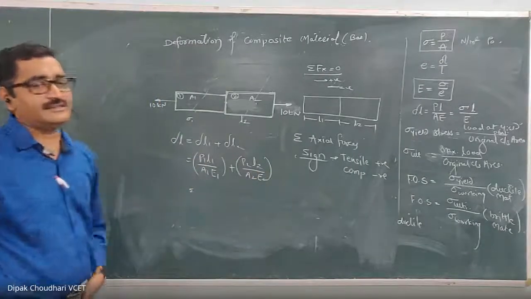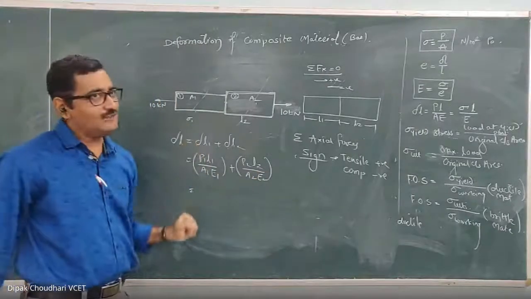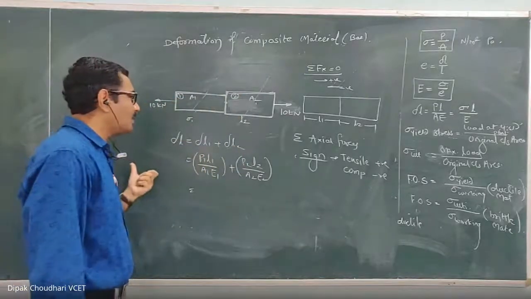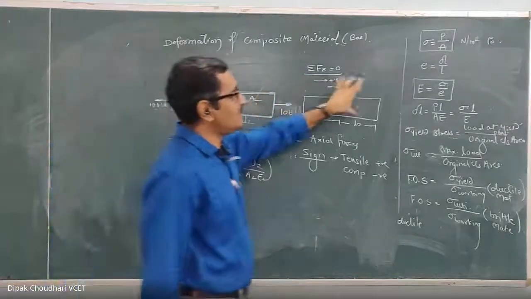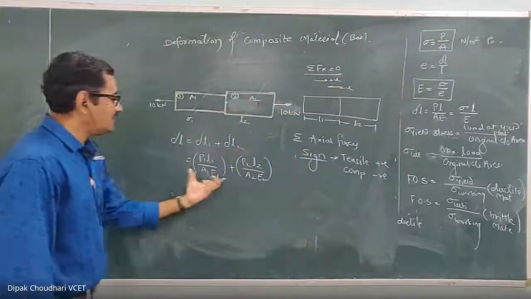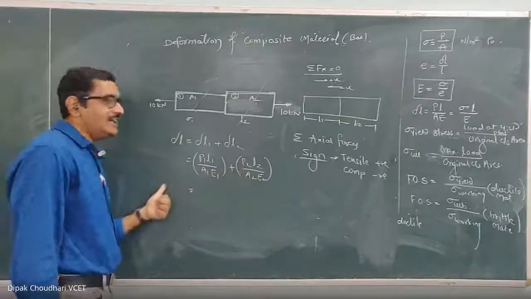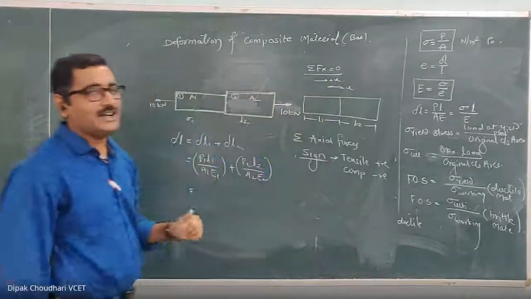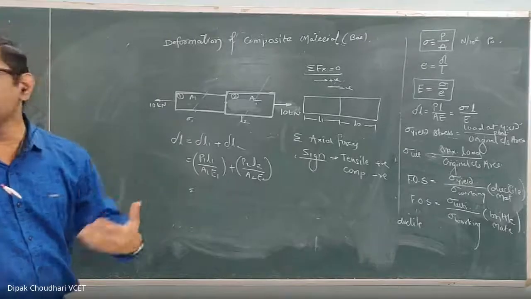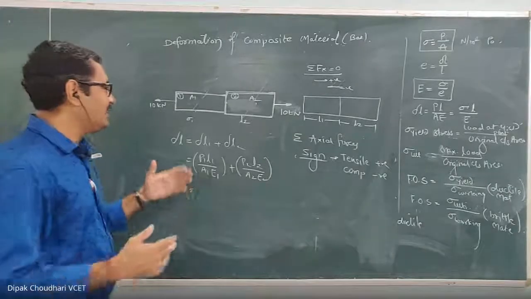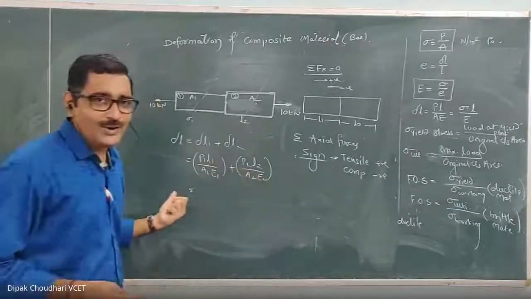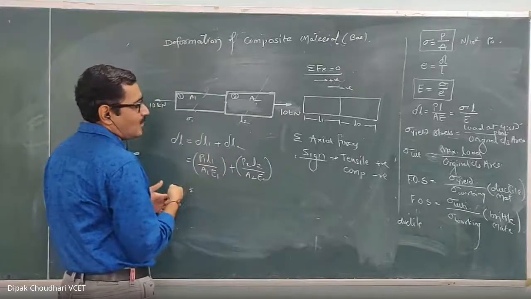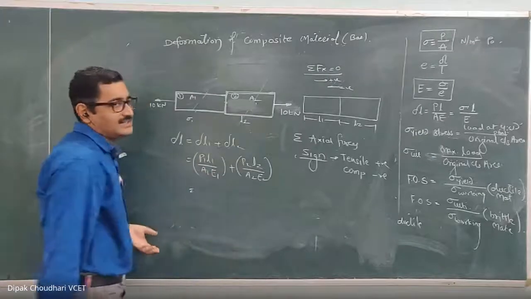Generalized I have written. Now sometimes while solving the sum, you may observe that on both the parts the same axial force is acting. So you can take P common. If the cross-sectional area is same for both the parts, A1 equal to A2, you can take A common. If the modulus of elasticity is same for both the parts, if the entire rod is made of the same material, then E1 equal to E2, you can take that common. So the parameters which are common in both the parts, you can take them common and simplify and you will get the answer directly.